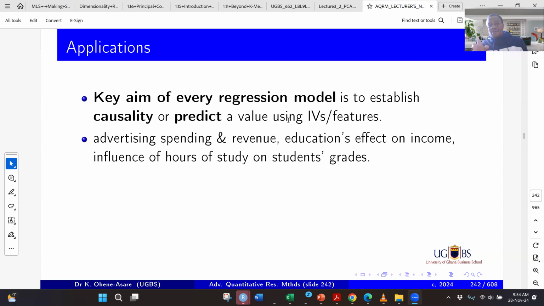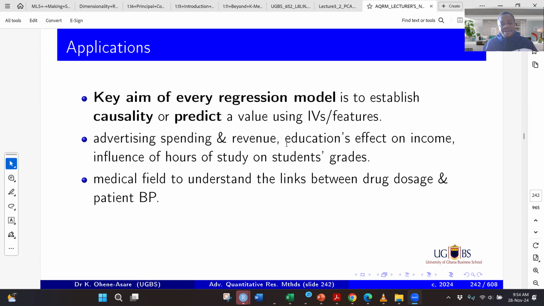Now, you can apply regression to spending. You can look at the link between spending and revenue. You can look at the association between a person's education and income. You can know the impact of hours of study on the grade of a student. You can use regression to do that. In the medical field, you can use it to understand the connection between drug dosage and the blood pressure of a patient.